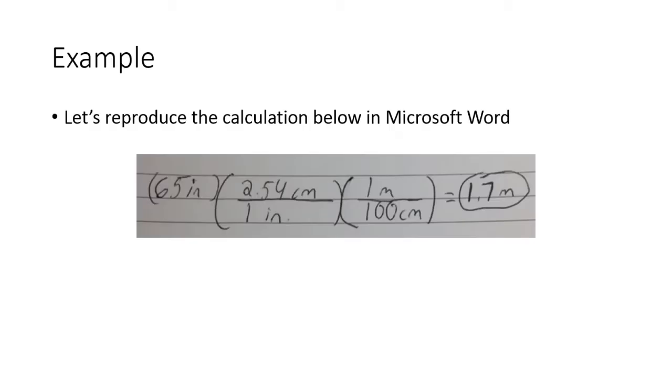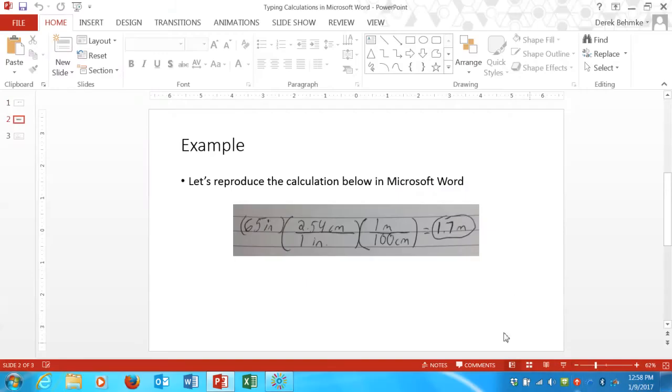An example of a calculation might be the conversion of 65 inches to meters, as you see on the screen in front of you, handwritten. 65 inches is 1.7 meters. But the real question here is not how do you do the work, but how do I show that same work in Microsoft Word? We're going to reproduce this particular calculation. Of course, the first step in that process is to open a blank Microsoft Word document.